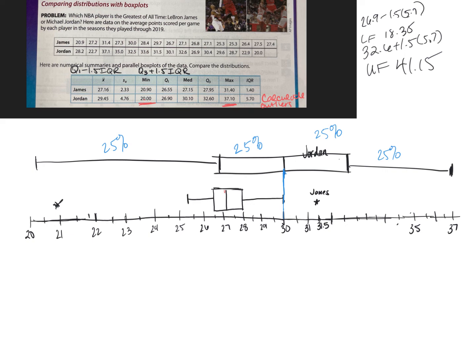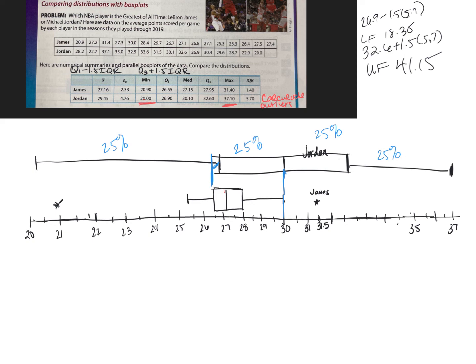Now, look at this. The Q1 is close to Jordan's Q1, right? Their lower 25% are pretty close together. But Jordan's best 50% of seasons was still better than James's best season. Is the case closed? Yeah, Jordan's the GOAT, right? Jordan's the GOAT.